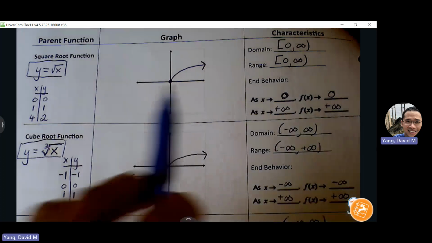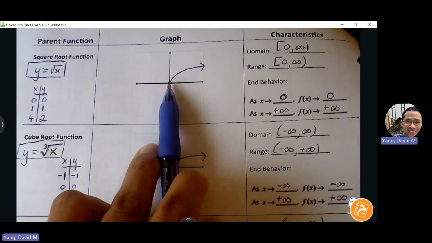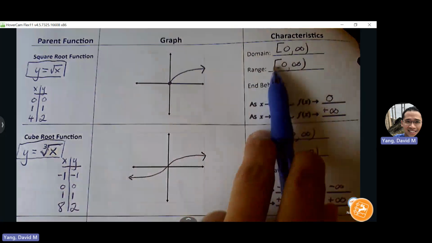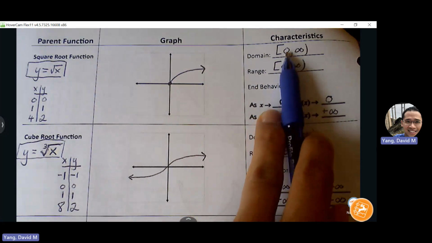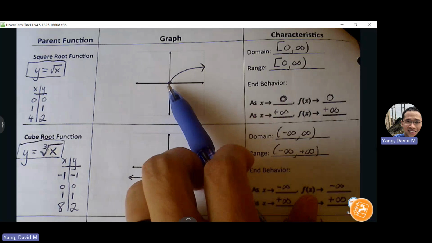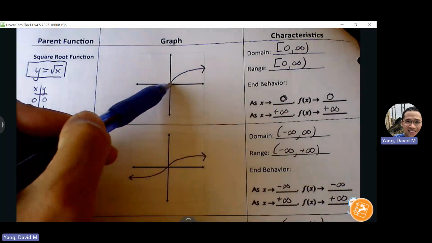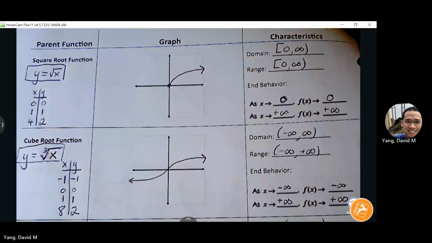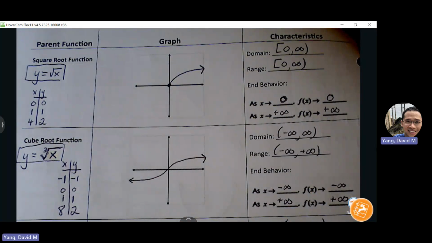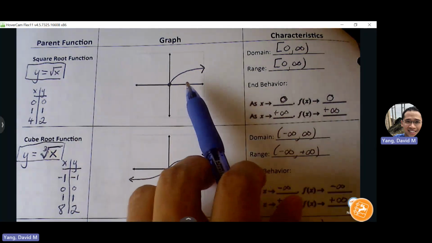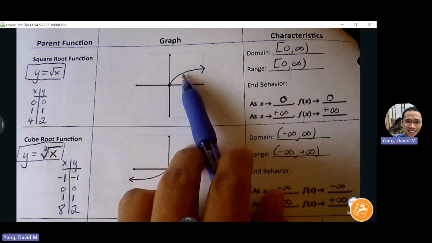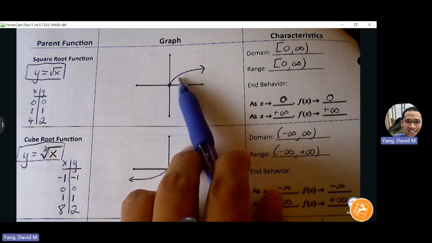Okay. So your parent graph of y equals square root of x starts at (0, 0). That's why the domain and range both start at 0. From 0, we go to the right to positive infinity. And for range, we also start at a y value of 0, and we go up to positive infinity. And for end behavior, as we follow the left end, as x approaches 0, the y value is approaching 0.